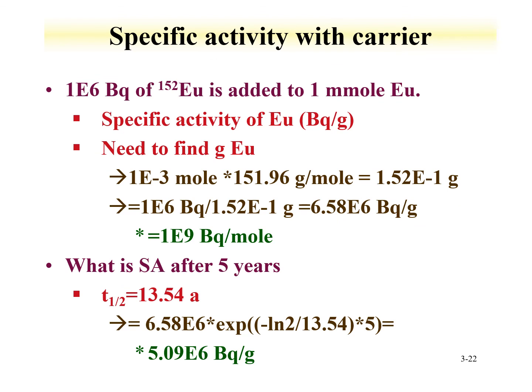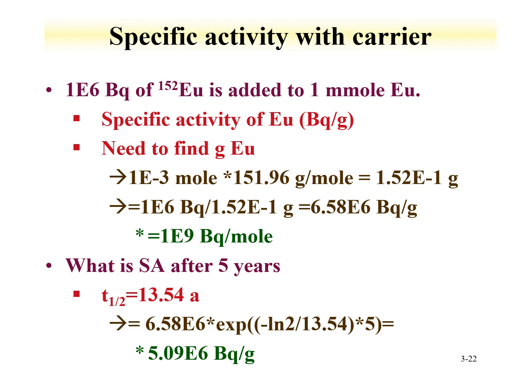A final example of a specific activity could be something you make up in the laboratory, which would be a specific activity with the carrier. So imagine I wanted to do something with column chromatography of europium, a lanthanide. Maybe I'm trying to recover lanthanides from materials, and I want to see how efficient my separations are, my recovery. What I could do is take some stable europium and spike it with some radioactive europium. So if I took a millimole of europium and added 1,000,000 becquerels of europium-152, I could count the europium-152 and I could know how much total europium is present.